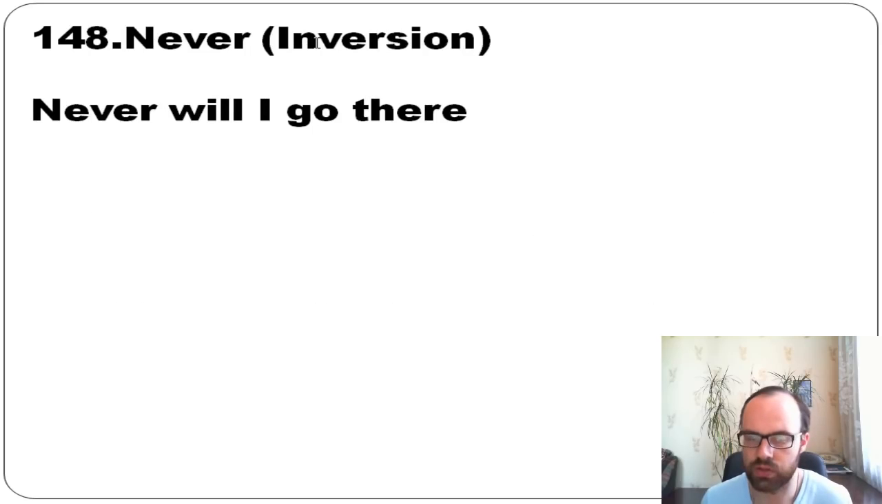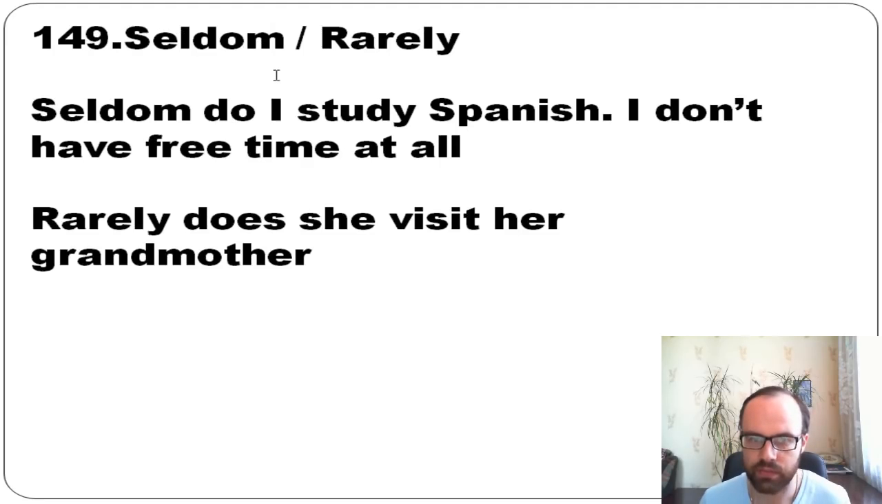Okay, never. So you know that sometimes we can use an inversion after never. We need to use the opposite word order too. Never will I go there. We have the same situation with seldom and rarely. Look, seldom do I study English. I don't have free time at all. Rarely does she visit her grandmother.